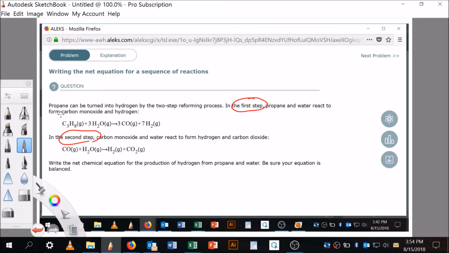So the first thing we're tempted to do is just to take these two equations and add them together, right? And you see you've got a carbon monoxide here as a reactant and carbon monoxide as a product over here, and you could just cancel those out.